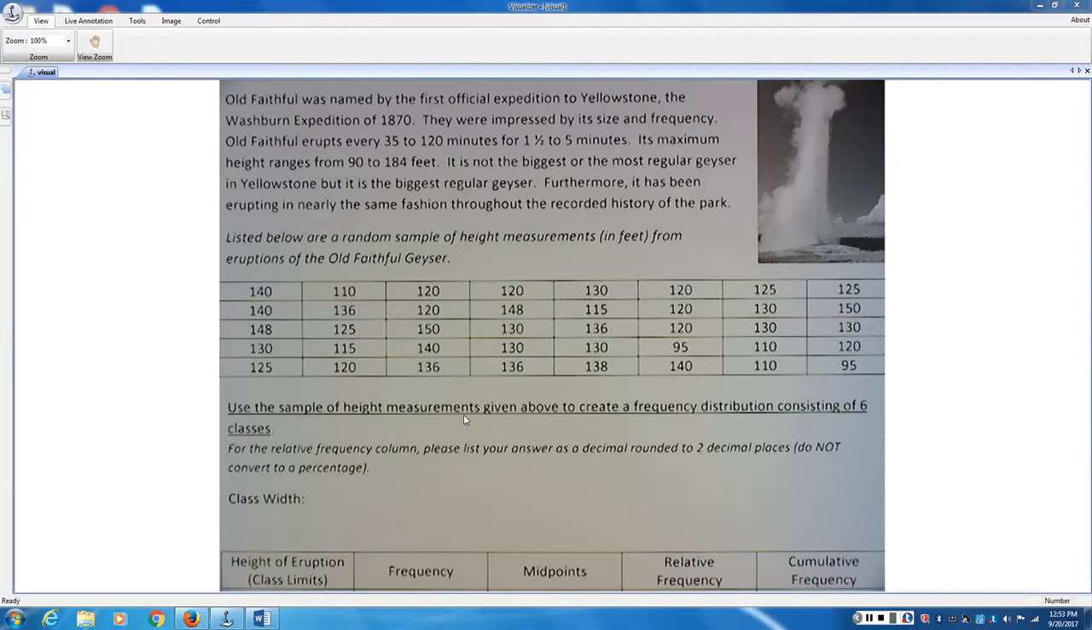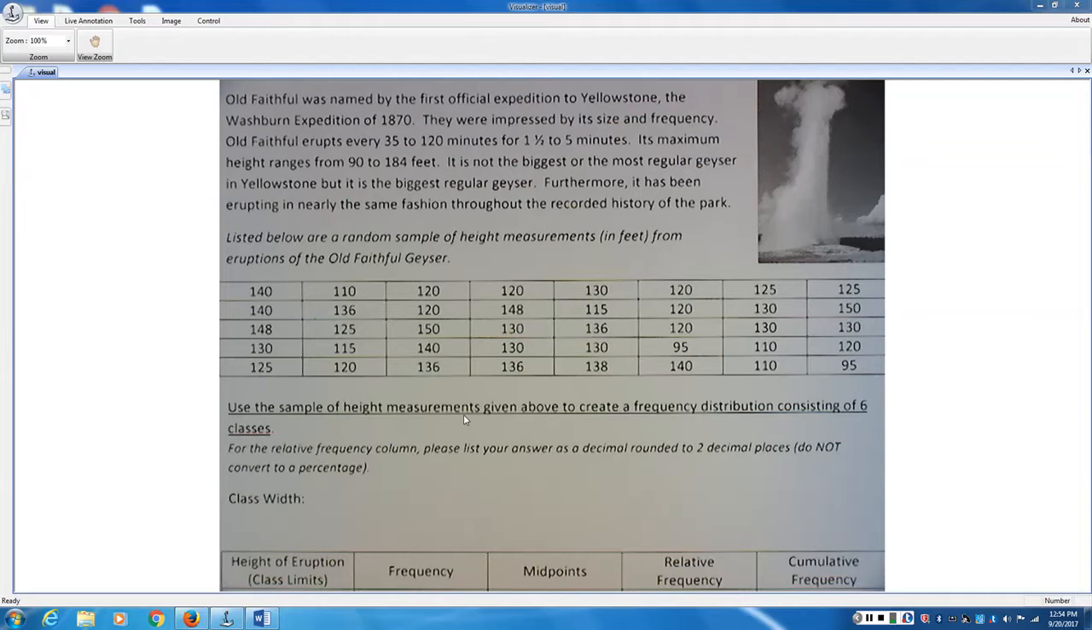Quantitative data is, if you remember, either interval or ratio, meaning it actually is counts or measurements of some kind. This is actually a sample of height measurements in feet for the eruptions of the Old Faithful geyser in Yellowstone National Park. Now, since these are height measurements in feet, what kind of data are these? Quantitative, and what level is that quantitative data? Ratio. Very good.